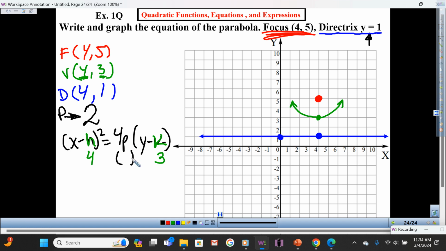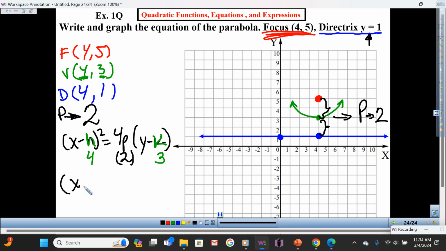That is correct. Tell your neighbor why P is 2. Why is P 2? Because it's the distance between what? Between all the points. So 2 here and 2 here. That's the distance. P is 2 steps and 2 steps. So, simplify. Here we go.